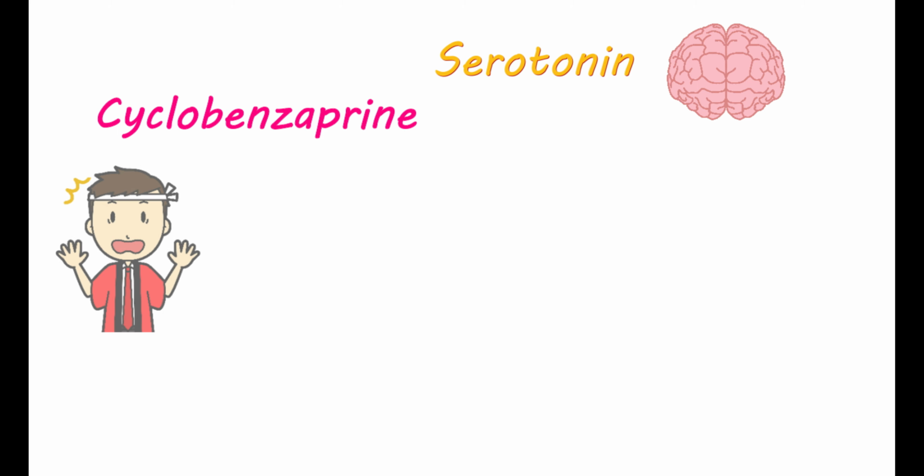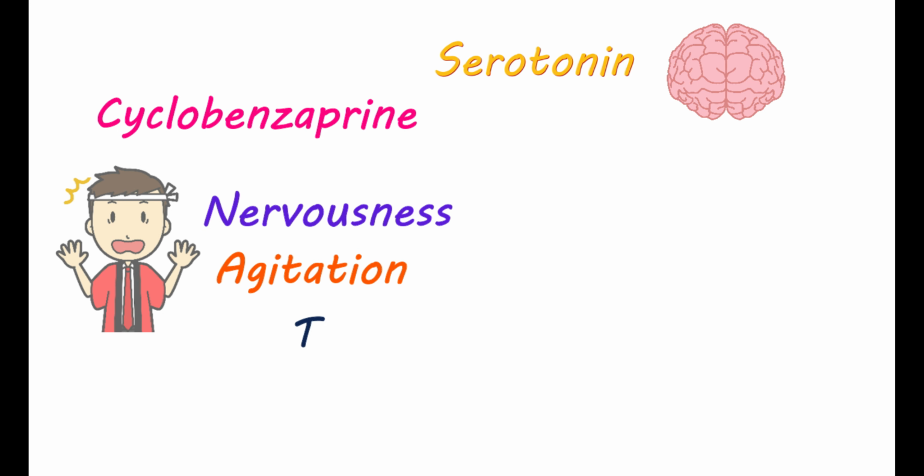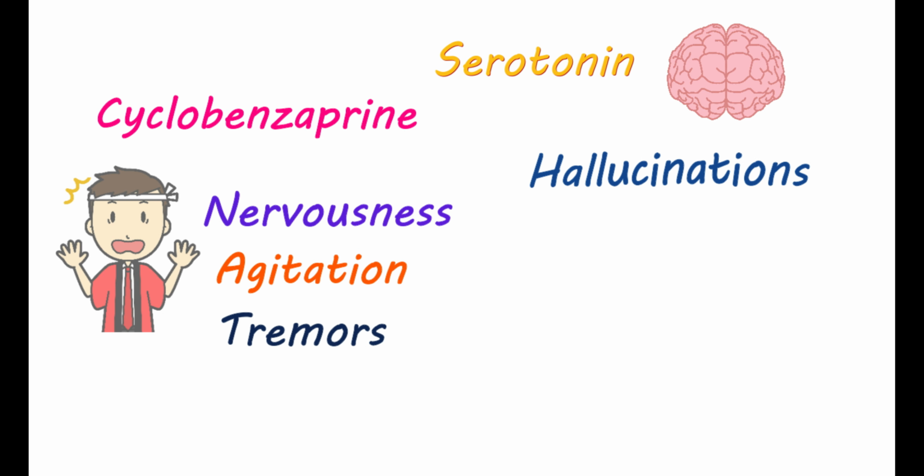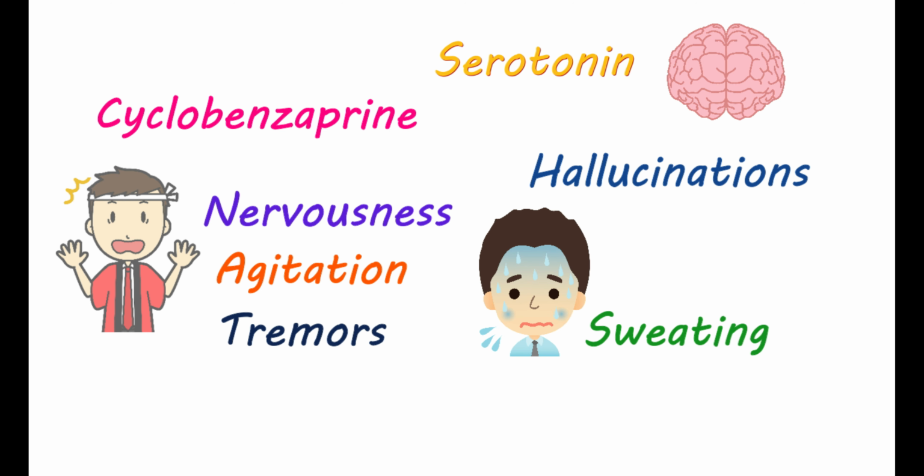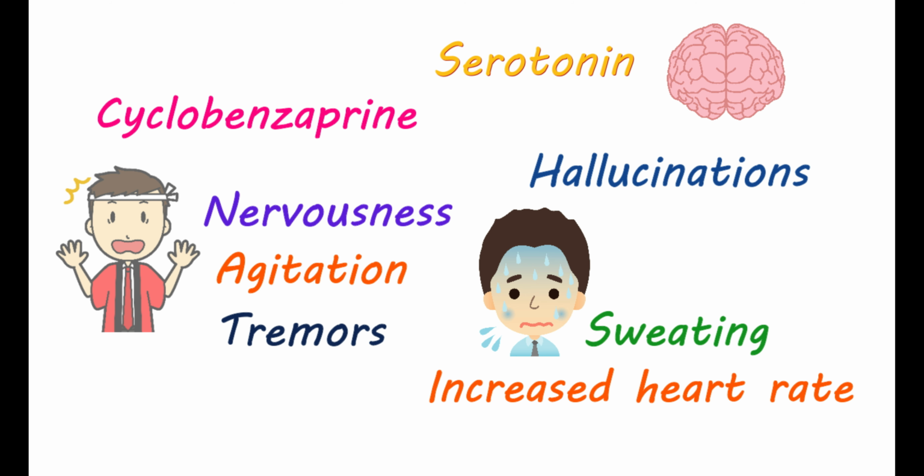However, excessive elevation of serotonin in your blood can cause serious effects. You may have increased nervousness, agitation, and tremors. You can also have hallucinations that lead to abnormal perceptions. You may have excessive sweating and an increased heart rate. These side effects are not observed when cyclobenzaprine is used at a normal dose. However, when it is combined with other medications that elevate serotonin levels in your brain, it can precipitate this syndrome.